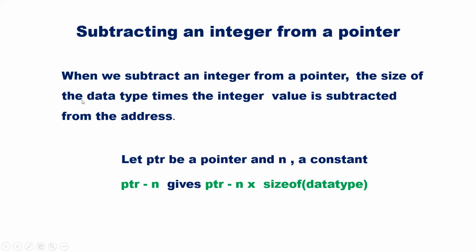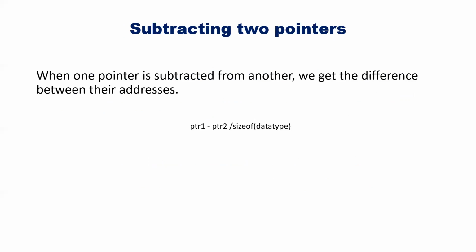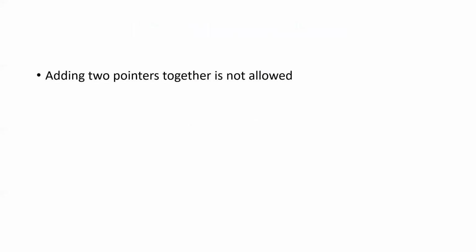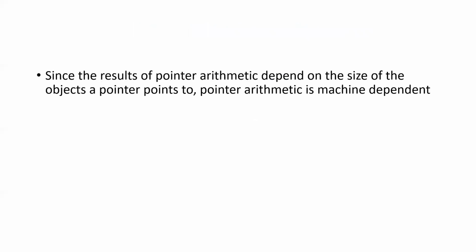Similarly, when we subtract an integer from a pointer, the size of the data type times an integer value is subtracted from the address. Let ptr be a pointer and n a constant. Then ptr - n gives ptr - n * sizeof(data type). When one pointer is subtracted from another, we get the difference between the addresses. Adding two pointers is not allowed.